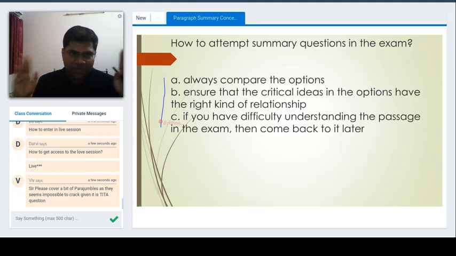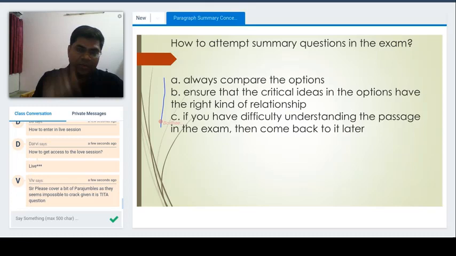That's the reason why parajumbles become so difficult, because there is no option. And most of you make plenty of mistakes in that. So the problem with parajumbles is no option. And the good thing with summary is that you have the options. So you can always compare the options. Ensure that the critical ideas in the options have the right kind of relationship. How that comes, I will take the question later on.